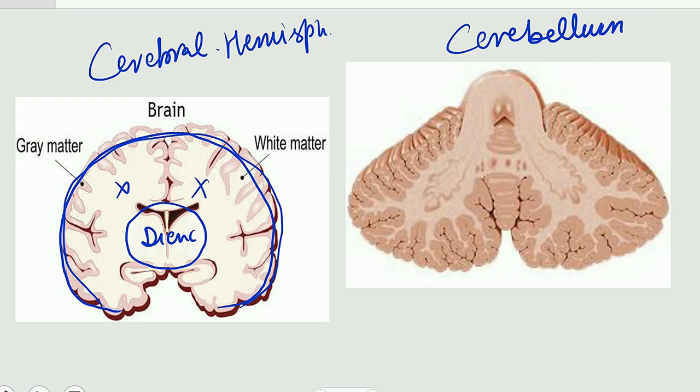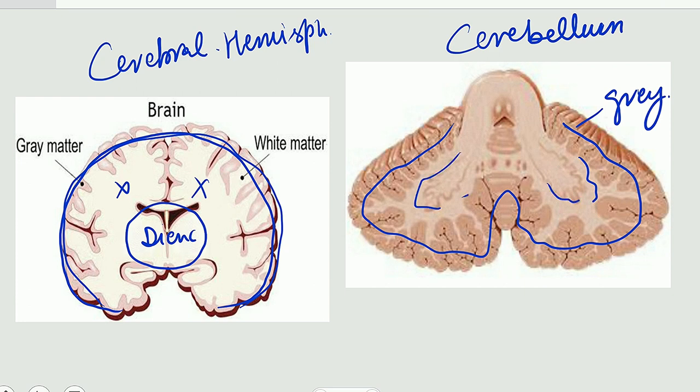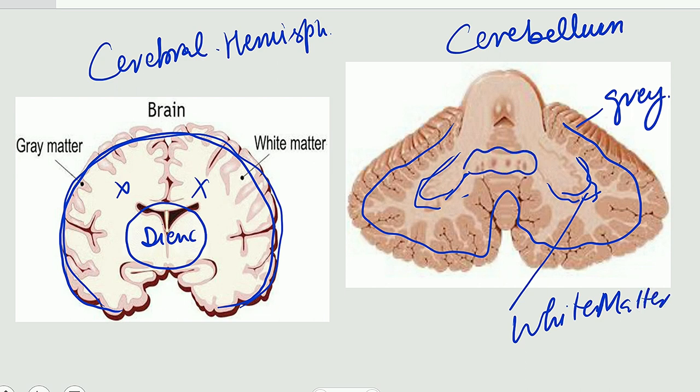Similar is the anatomy of the cerebellum. Over the margins, we have got the gray matter. This is the gray matter of the cerebellum, and inside the gray matter, this is the white matter. We have got the white matter inside the gray matter in the cerebellum, and inside the white matter there are buried nuclei. Look at here, these are the buried nuclei, the deep nuclei of the cerebellum. So in this way we can say that cerebral hemisphere and cerebellum have the same arrangement of the neurons.